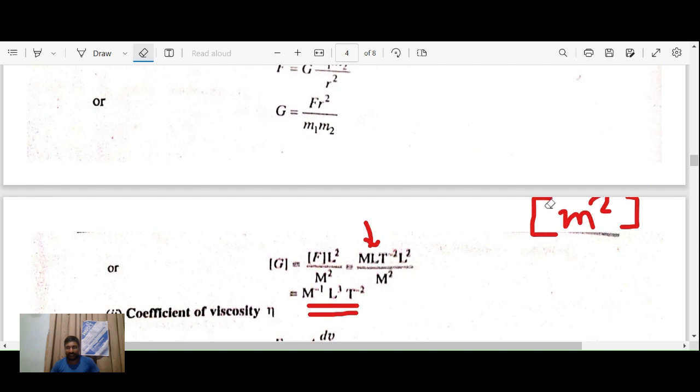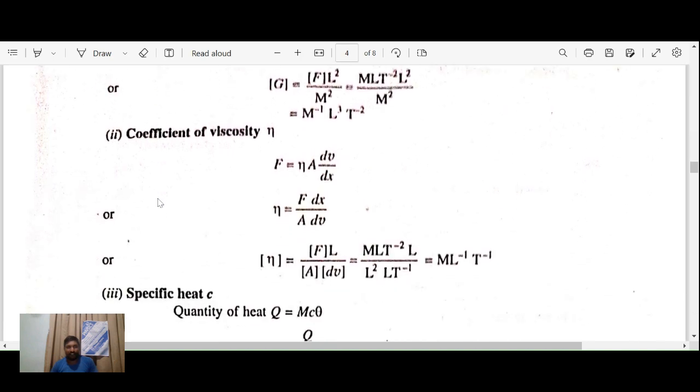Do more practice. The next part of mine is, now look at this. The next part is about coefficient of viscosity. I'm going to discuss three question subtopics under this. Then I will explain a very important concept over there.